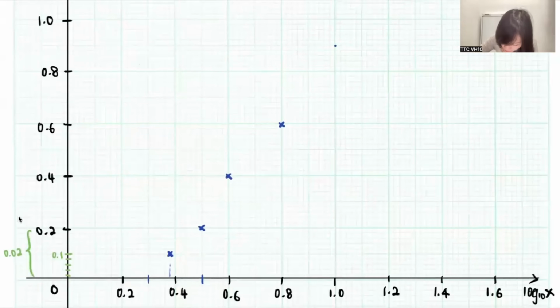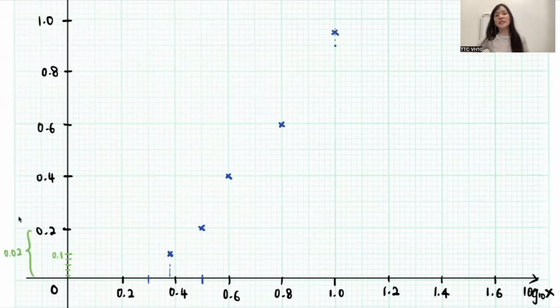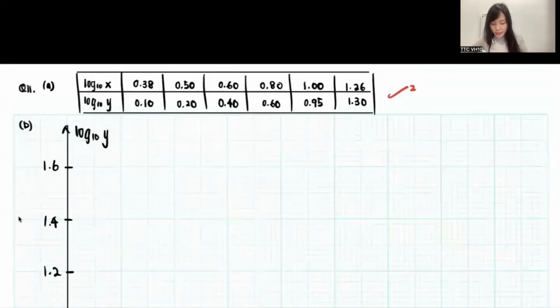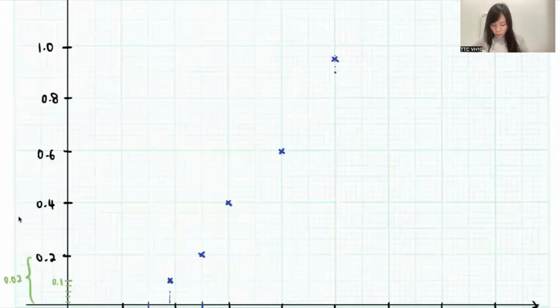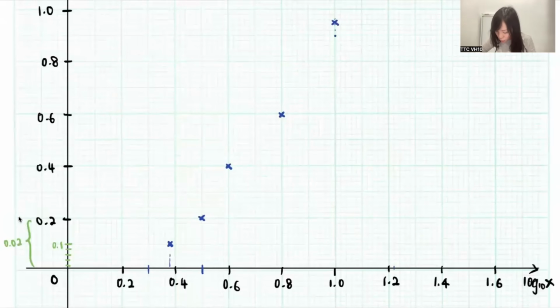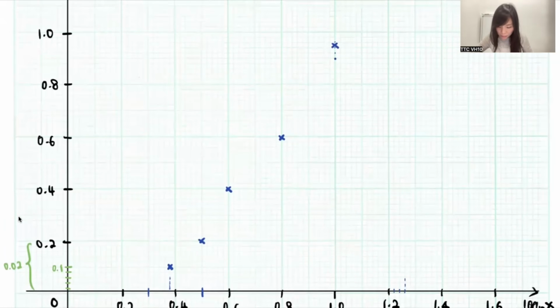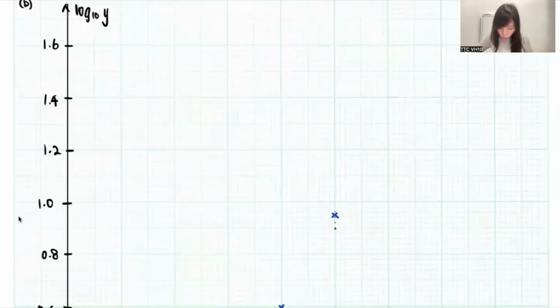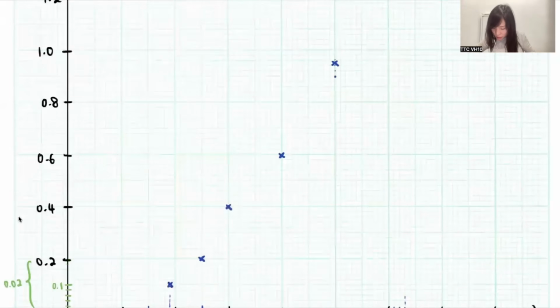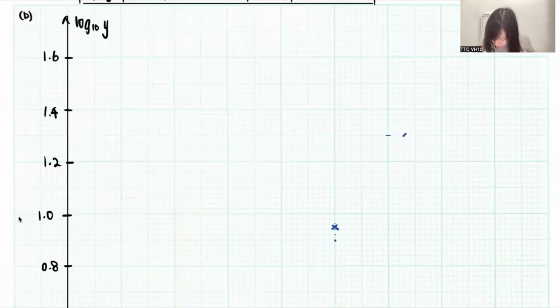0.9 is here. 92, 94, 96, 95, isn't it? Right at the middle. Here is 0.95, okay? And then the last one, 1.26, 1.3, 1.26, 24, 22, 24, 26, 26 is here, the third line. And then 1.3 should be this height. Okay, third line, fifth box.